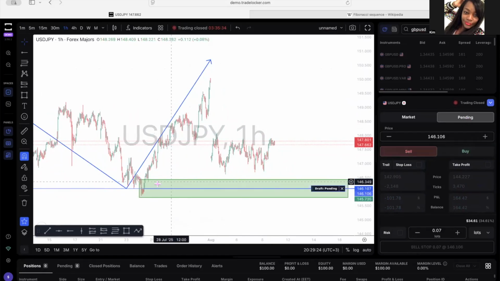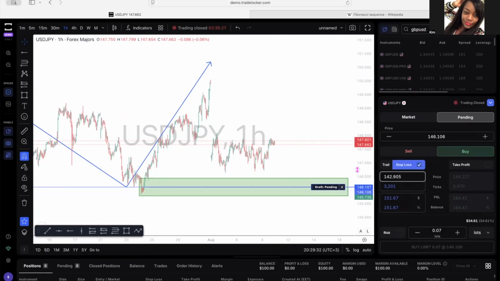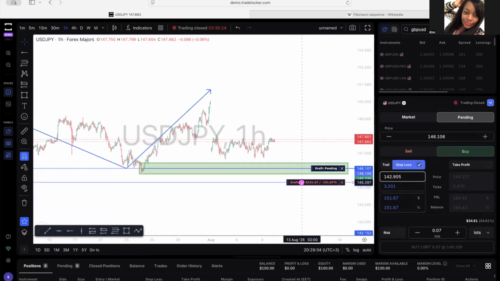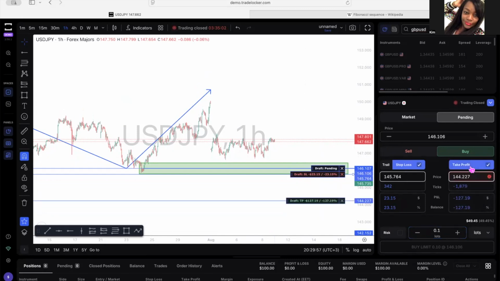You want to make it a pending buy. You want to set your stop loss here. So you're either going to lose $16 at 0.07, or if we're trading a dollar per $100, you're going to lose $23. That's fine. That's acceptable. That's all you need to know.